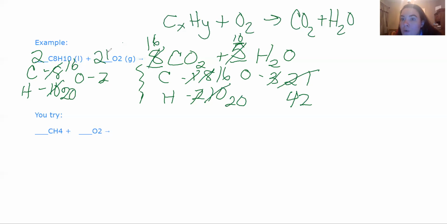So I went a little quick going through the balancing, but these ones are tricky. Know that these ones are some of the hardest to balance. Anytime you end up with an odd number of oxygens, you can go back and double this and kind of start again when you're doing them. Okay, so this is our example problem. If you want to do the you try on your own, you can pause the video right now.